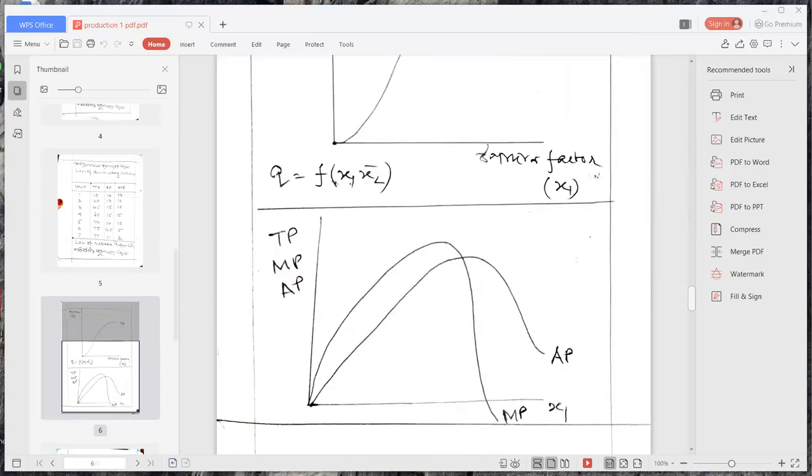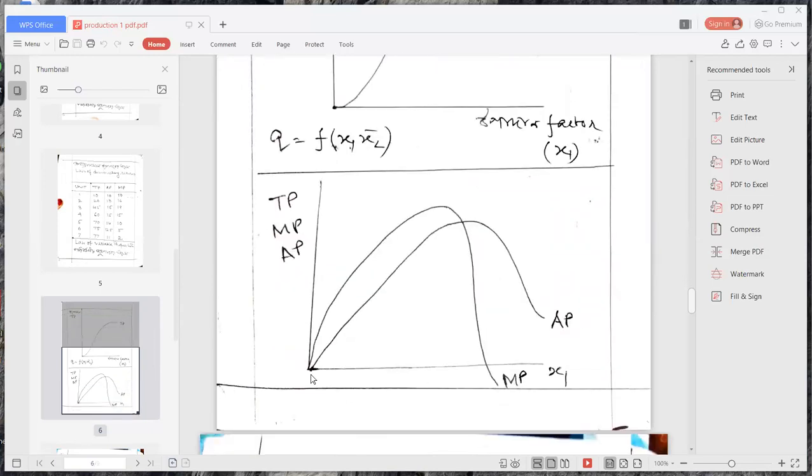Here is the AP curve, or average product curve, which first starts from the origin, goes on increasing, reaches the maximum, then decreases. And here is the MP curve, the marginal product curve, which starts from the origin, increases, reaches the maximum, then decreases. And after that, it becomes zero at this point. When it intersects the x-axis, it becomes zero. And after that, it becomes negative.